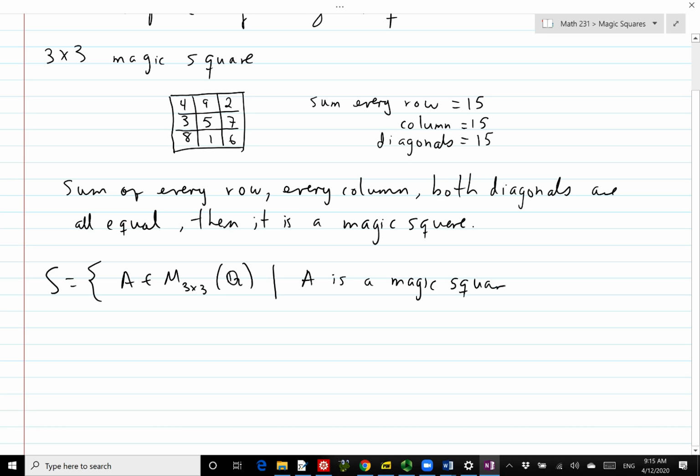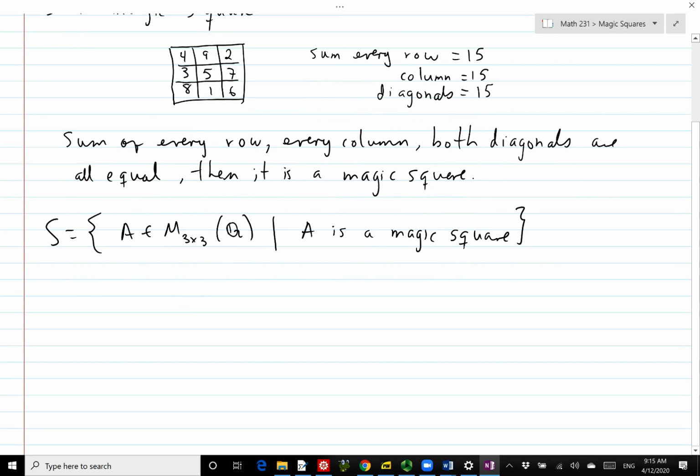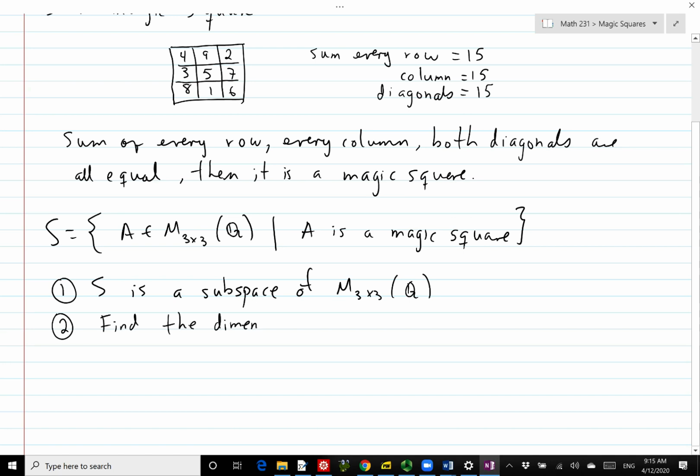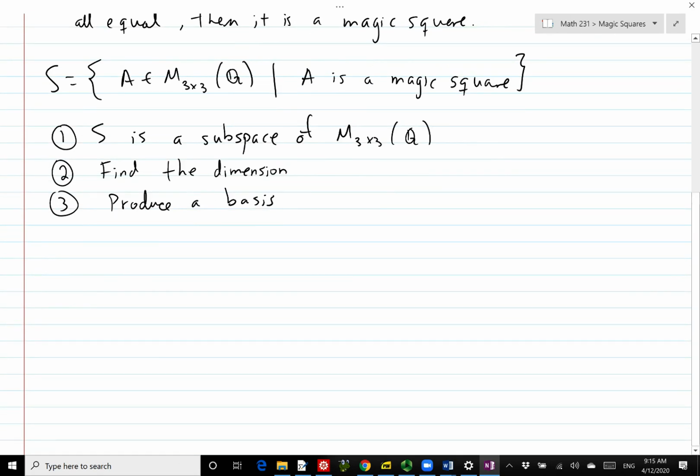Let's consider this set, and let's show that it's a subspace of the 3 by 3 matrices. So what we're going to do is we're going to show S is a subspace of M33Q, although you could change this Q for an R if you prefer the real numbers, or for C if you prefer complex numbers. And then the next step we're going to do is we're going to find the dimension of it. And we're also going to produce a basis. So let's first prove that S is a subspace.